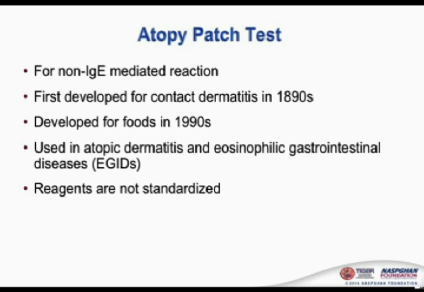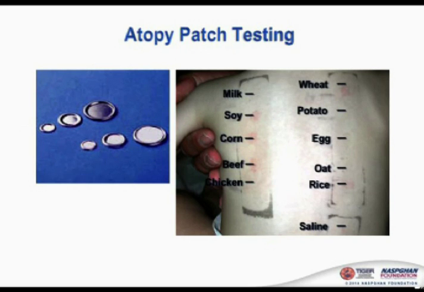The general idea, as you can see in the next slide, is that these patches are placed on the back in these little chambers, as you can see in the left-hand panel, and read 72 hours after the patch has been on. You leave it on for 48 hours and take it off, and you look for these little red spots. The more red spots, the more likely you have a real reaction. This is looking for a delayed hypersensitivity reaction.